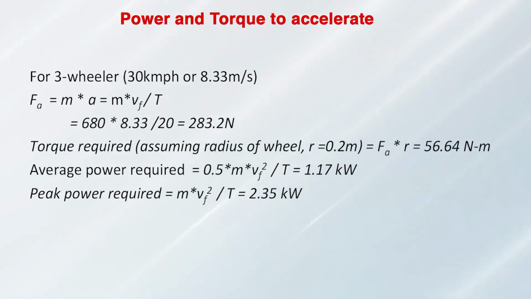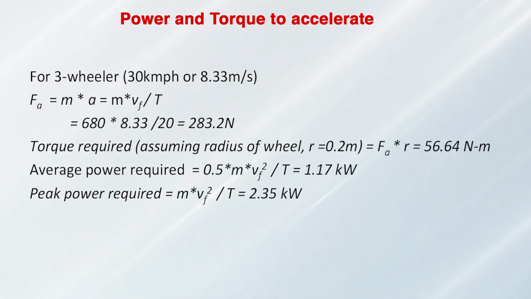Now, we try to calculate it for a three-wheeler. When you calculate it for a three-wheeler, to reach 30 kilometers per hour in the same 20 seconds time, please do calculate it. So, F A is m into A, which is m into V f by T. The mass of the total system we have seen in the rolling resistance is considered to be 380 plus 300, somewhere around 680 kg, into 8.33, that is the velocity in meters per second, divided by 20. So, it comes around 283.2 newtons.